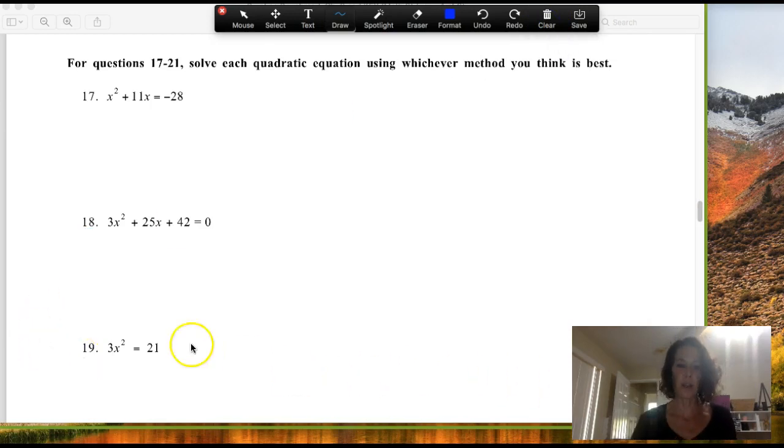All right, let's go ahead and solve this one. I would solve this one by first dividing both sides by 3.